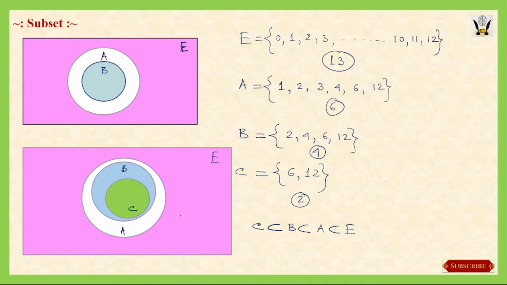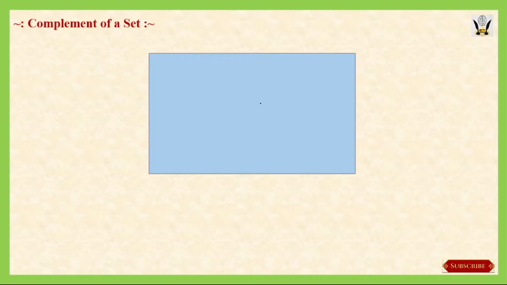Next we will see how to represent the complement of a set using a Venn diagram. So first we will represent a universal set, which again we will name as E, and that may have any number of elements or any type of elements. Now we will represent another set which we name as set A.